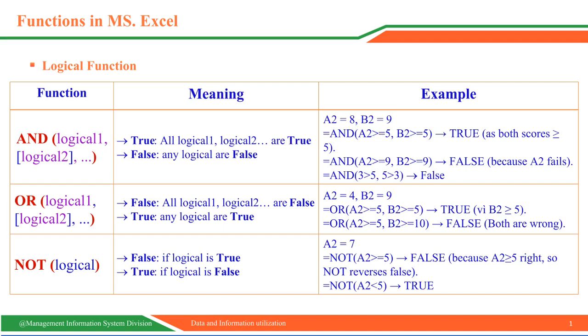NOT function reverses the logical result. If the condition is true, it returns false. If it is false, it returns true. Example: A2 equals 7. NOT A2 >= 5 returns false because A2 >= 5 is true, so NOT reverses it. NOT A2 < 5 returns true because A2 < 5 is false, so NOT reverses it.